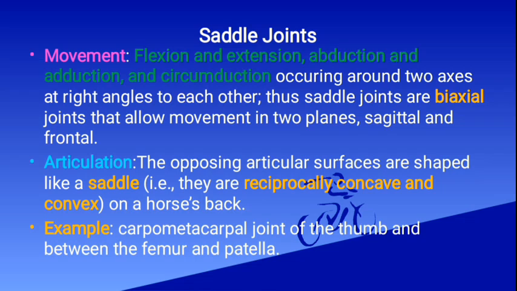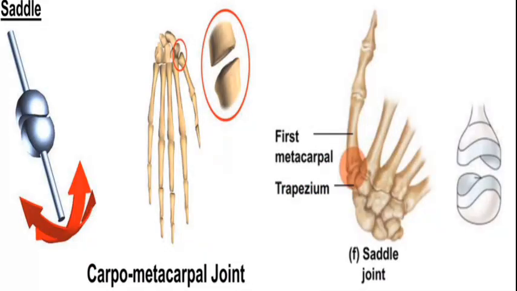So there's a reciprocally concave and convex. So one side is concave, the other side is convex. So those are the two articulating surfaces. An example, you have the carpometacarpal joint of the thumb and the joint between the femur and the patella. So that's the patellofemoral joint. So this is the carpometacarpal joint. So you can see the carpometacarpal joint is a saddle joint.